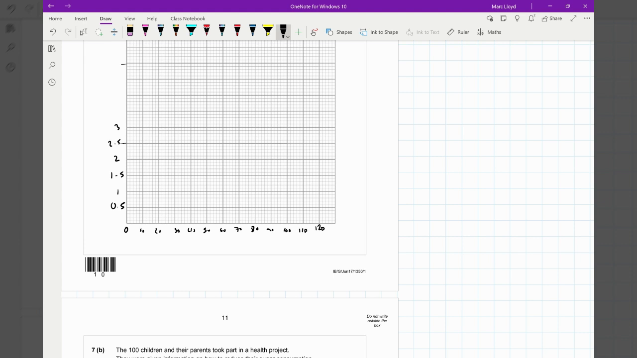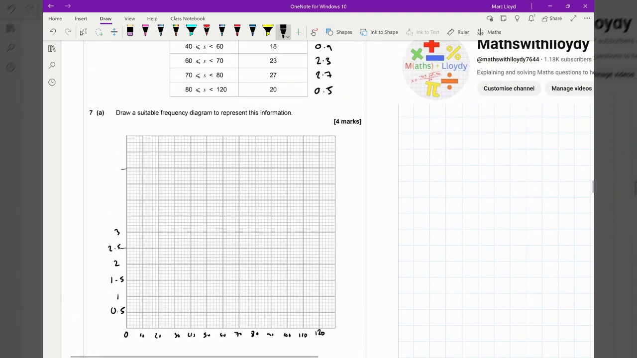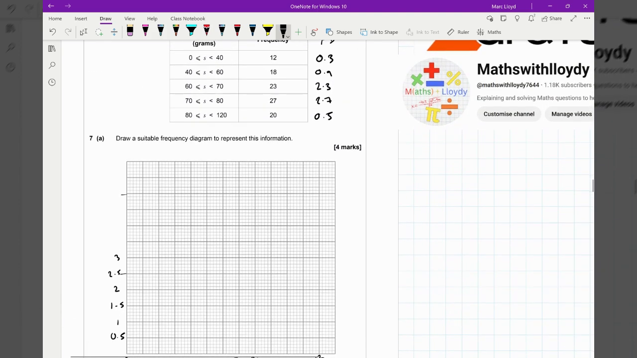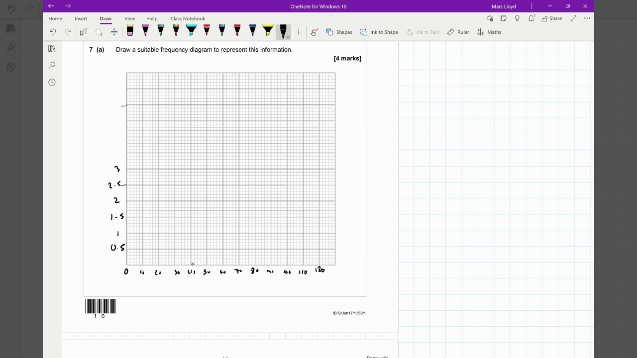I mean, this is why it's an open question. So people could draw a cumulative frequency graph, they could draw a frequency polygon, and therefore marking it would be an absolute nightmare. 0 to 40 goes to 0.3. So that's 3 squares. And of course, in the exam, you will use a pencil and you will use a ruler.